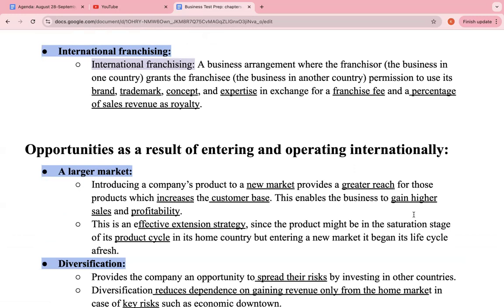Okay, so there's a bit to explain in this one. Let's say McDonald's has franchises all around the world. The franchisor, which is the business in one country, grants the franchisee, the business in another country, permission, and the franchisee pays the franchisor a fee. So they use its brand name, its trademark, its concept, and its expertise in exchange for a franchise fee and a percentage of sales revenue as royalty. Royalty is basically a percentage on the amount of sales.